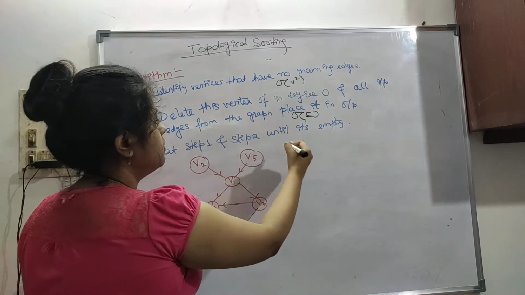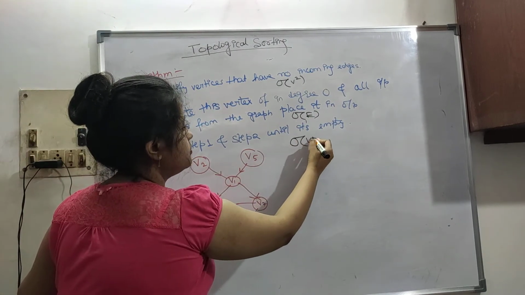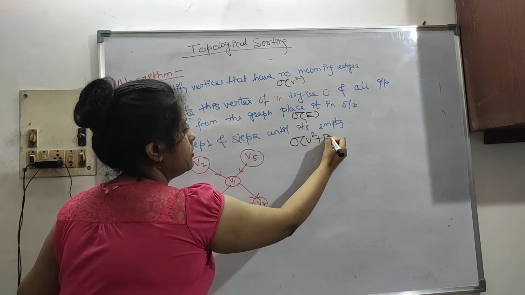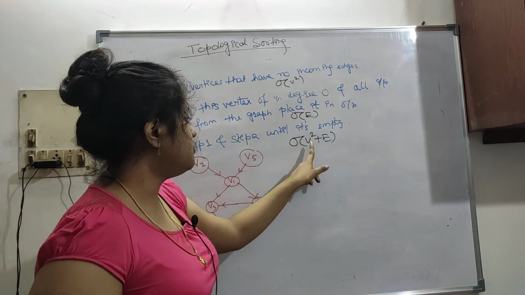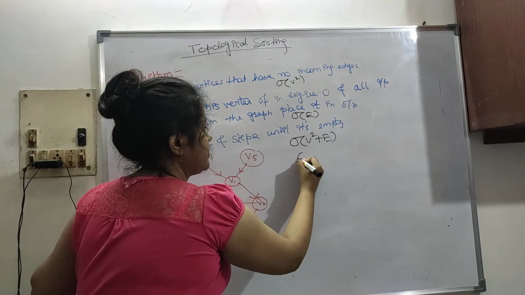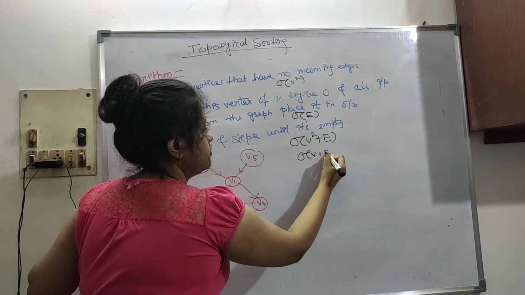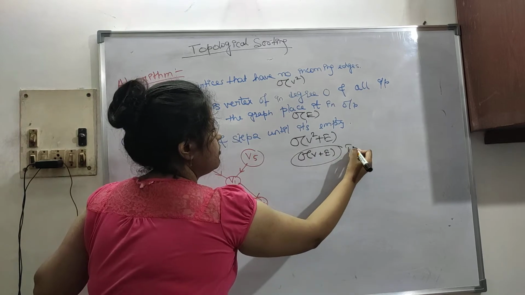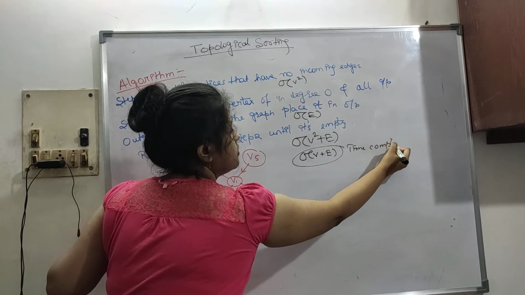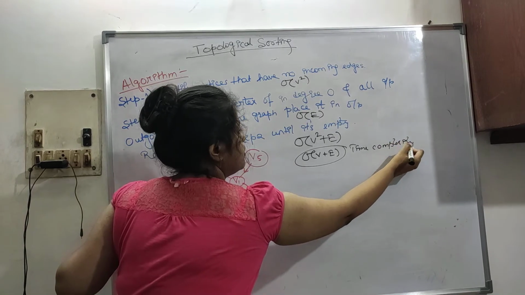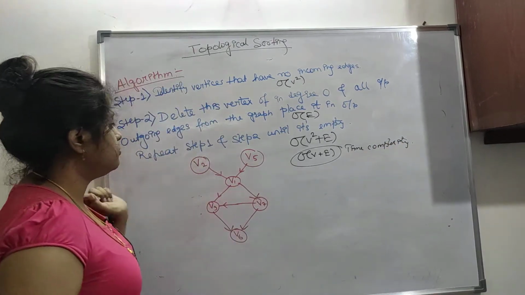So now what will be our total order? V square plus E. But with the help of some data structures we can reduce this V square to V. So this is our time complexity. Now our next thing is how to do this algorithm.